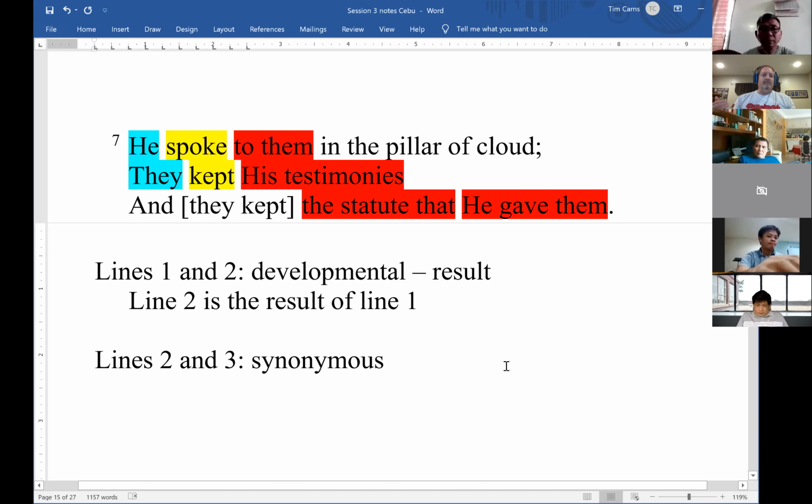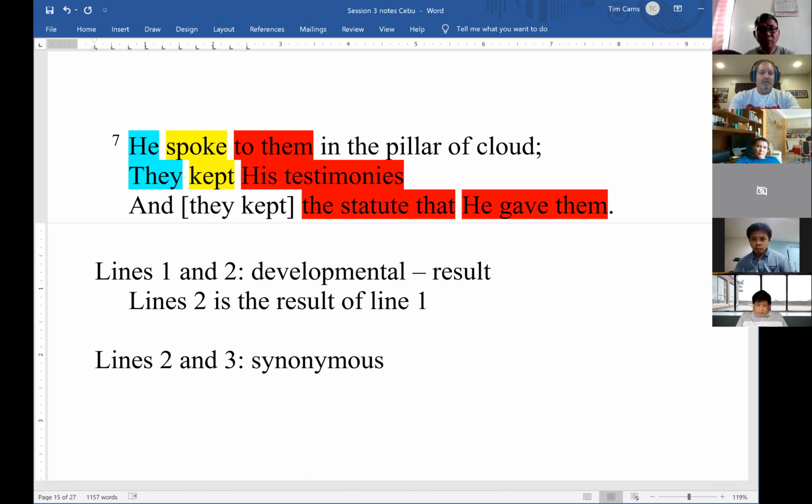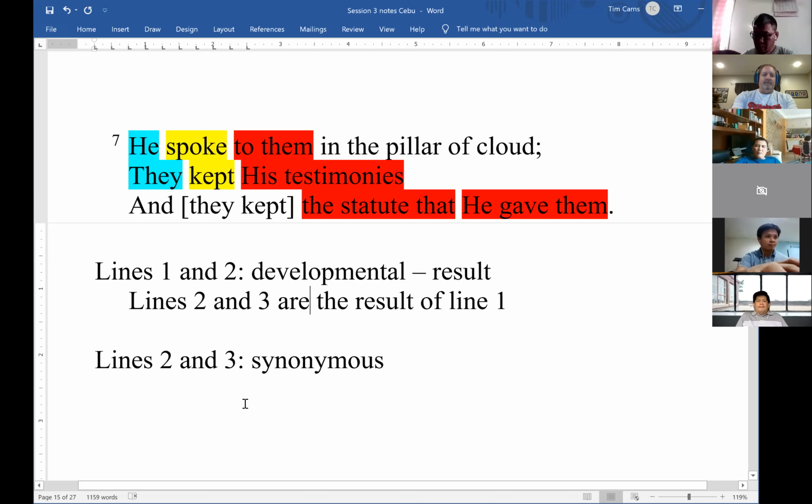Okay, so that means lines 2 and 3 are the result of line 1. The result of line 1. Okay. Jed, does that make sense? Do you have any questions? I gave you a hard one. Yes. Clear. Okay. All right.